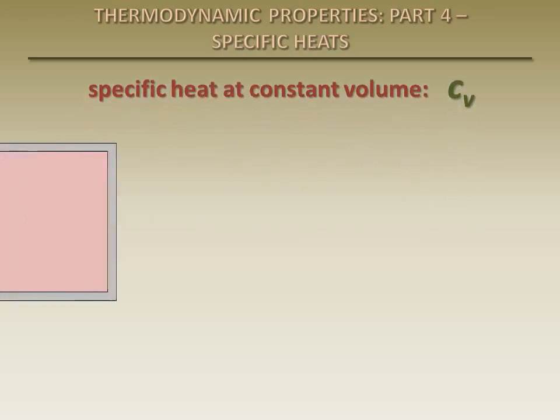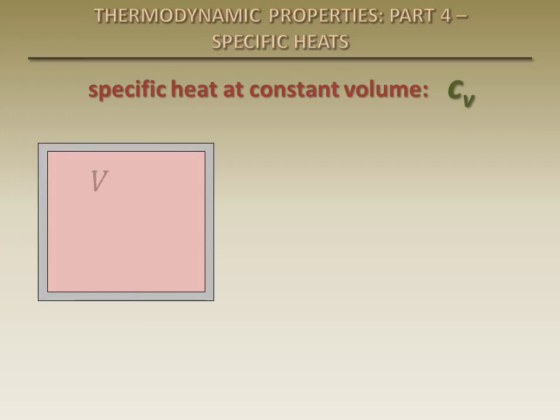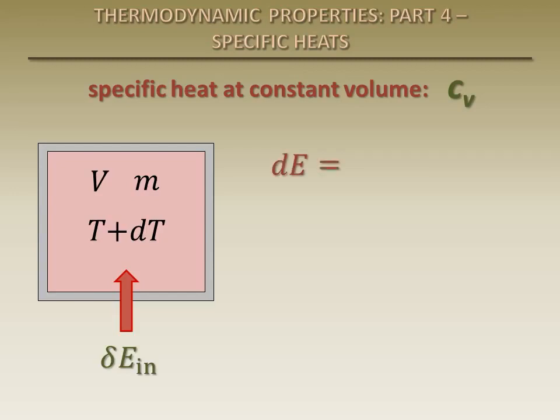Consider a container full of some substance which has some constant volume and mass. Now suppose that we add some differential amount of energy to the substance such that its temperature increases by a differential amount, dT. The principle of conservation of energy on this process states that the differential change of the total energy of the substance is equal to the energy transferred into the system during the process minus the energy transferred out of the system during the process.